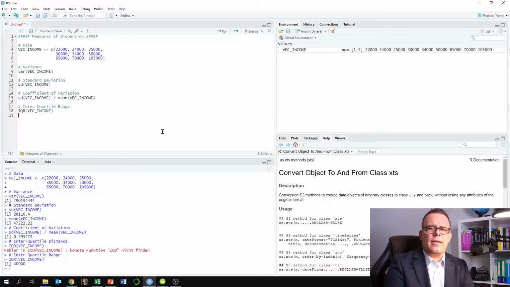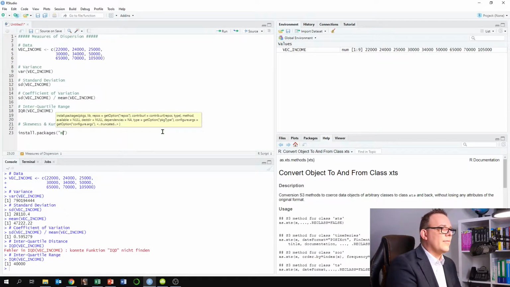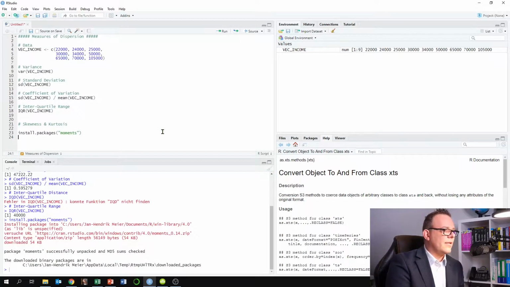Now let's have a look at the skewness and the kurtosis. We still need that one. Nevertheless, skewness and kurtosis are not implemented in base R. Accordingly, we will need a package for that. The package we have to install for skewness and kurtosis is called moments. Let's run this. It just takes a few seconds, and there it is.